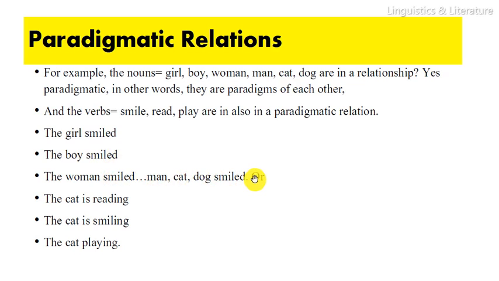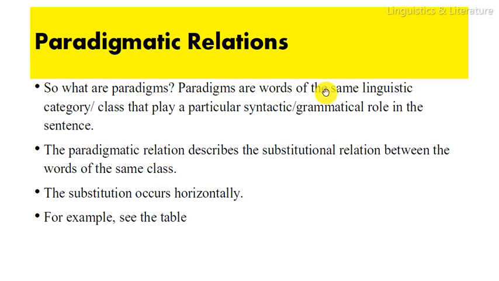So all of these nouns, the girl, boy, woman, man, cat, dog, are paradigms of each other. And we can also say that the cat is reading, the cat is smiling, the cat is playing. So the verbs reading, smiling, playing are all in a paradigmatic relation to each other. Okay, so what are paradigms? Paradigms are words of the same linguistic category or same linguistic class that play a particular syntactic or grammatical role in the sentence. The paradigmatic relation describes the substitutional relation between the words of the same class.